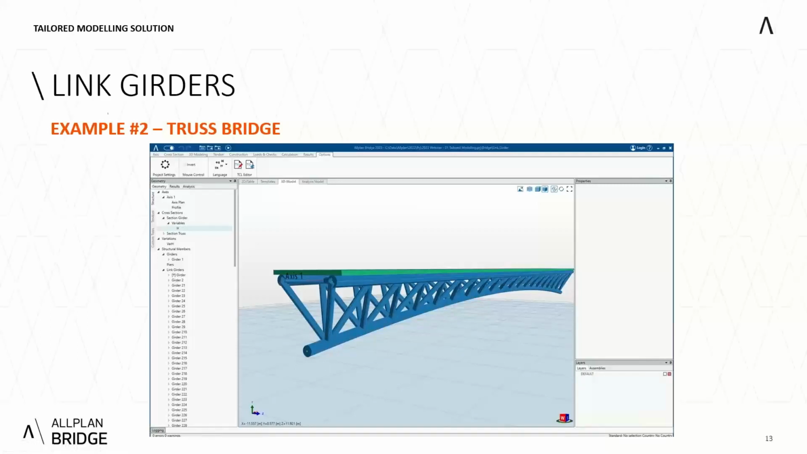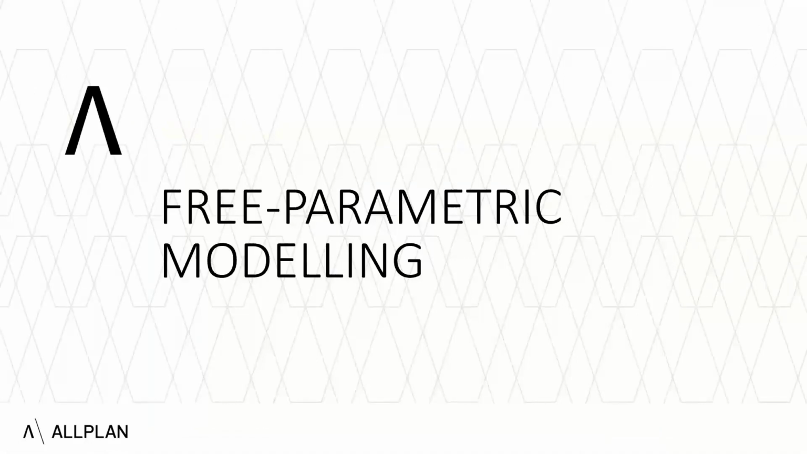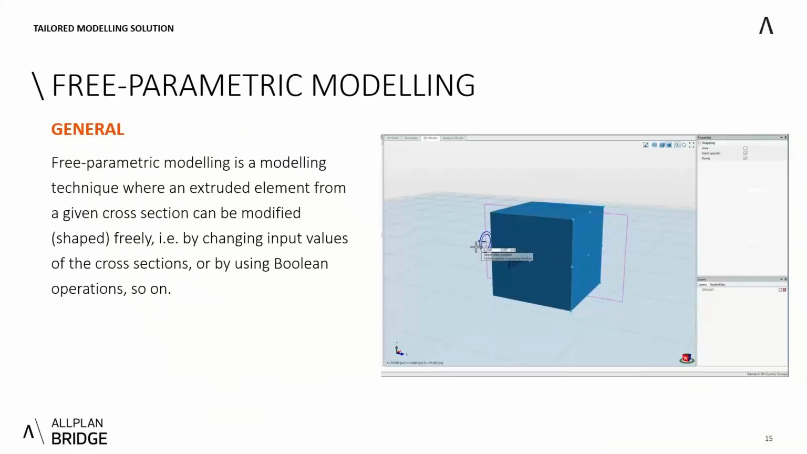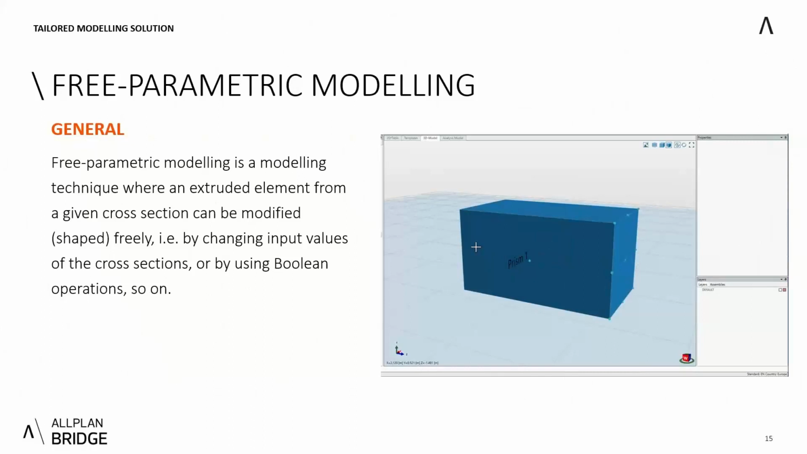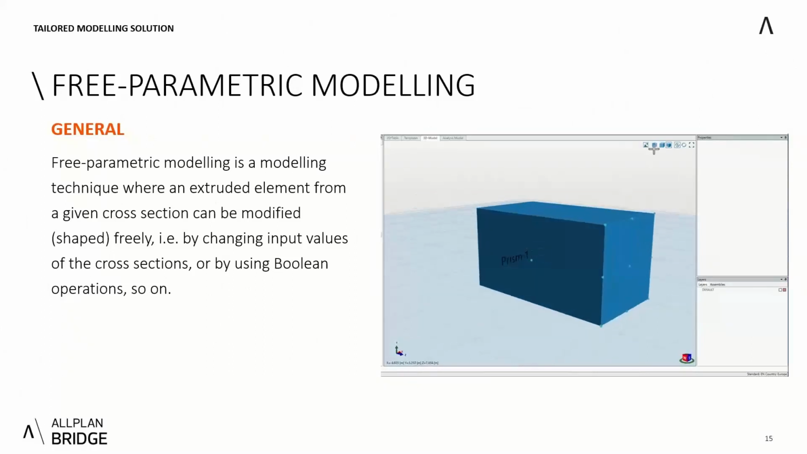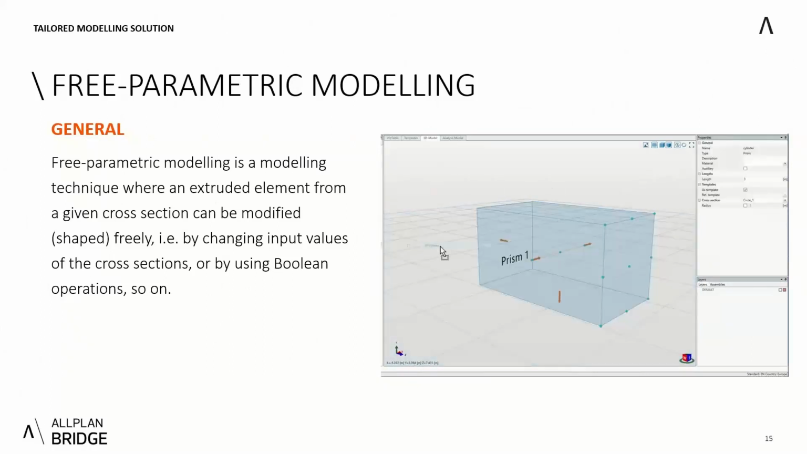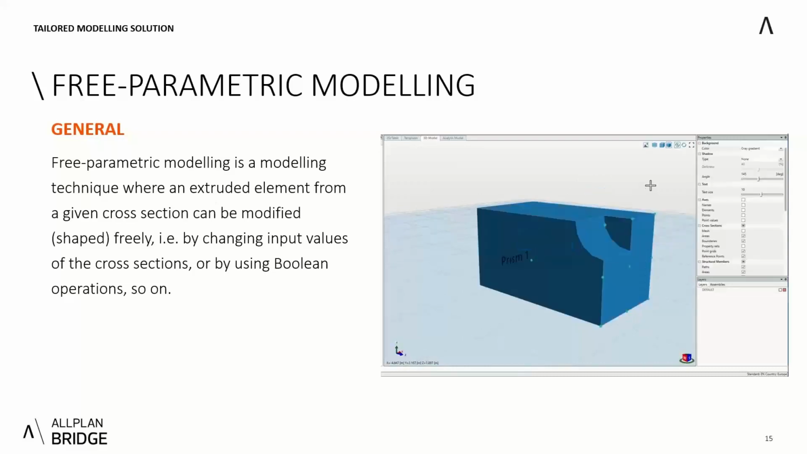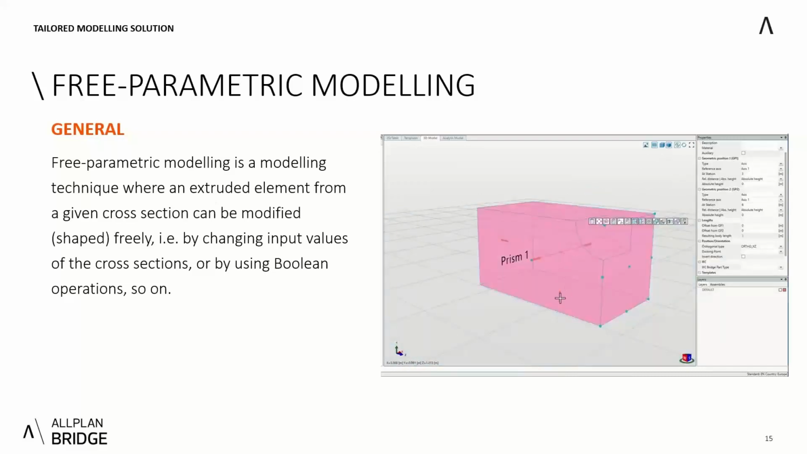The third and latest modeling approach in Alpine Bridge is free-parametric modeling. As defined at the beginning, this is a parametric modeling technique where elements can be parametrically shaped or freely shaped. For example, we have a cuboid-shaped box, and we introduce a change by extruding or subtracting a circular or cylindrical part.